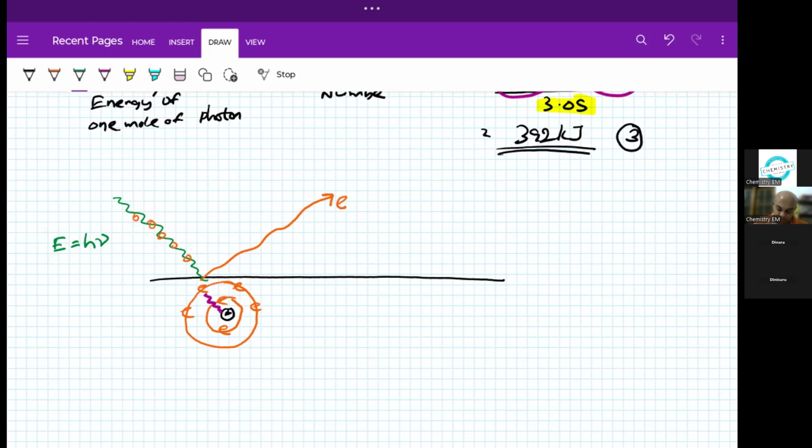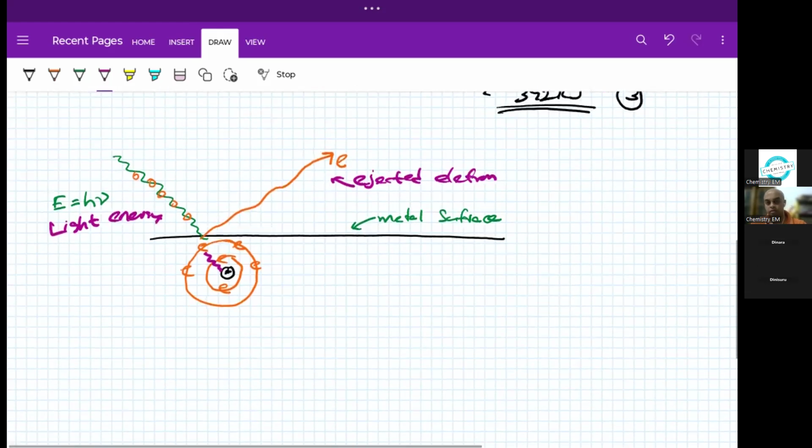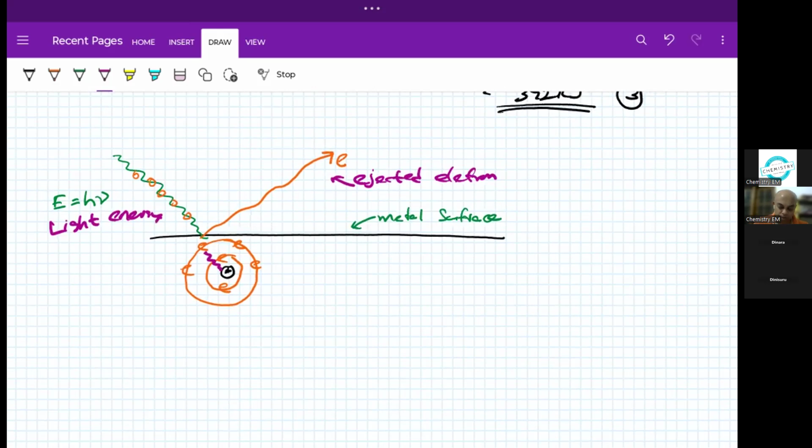So this is the metal surface. This is the ejected electron. This is the light energy. Right? Now, the concept is clear. Anyone who is not clear on this, you can ask me questions by unmuting, or you can type in the chat window as well. I have opened the chat window as well.